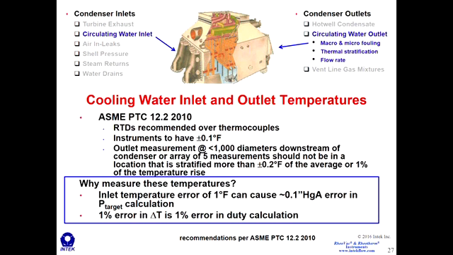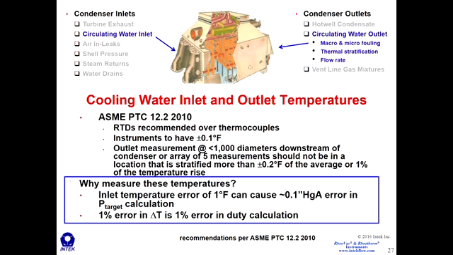And then they also recommend an array of no less than 5 measurements in a location that is stratified less than 0.2 degrees Fahrenheit of the average. And they recommend a linear traverse for this measurement, but we'll talk about how to make this measurement the right way in a few more slides, and we'll show some real test data from the field.